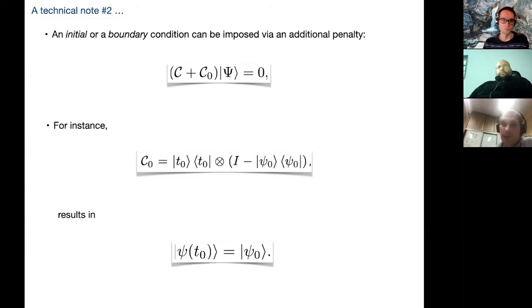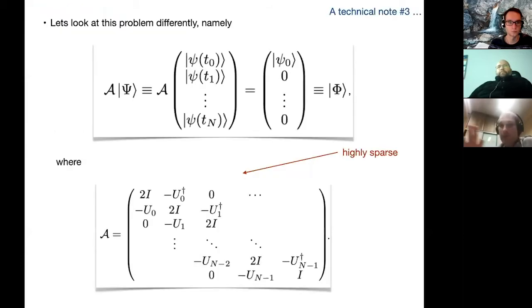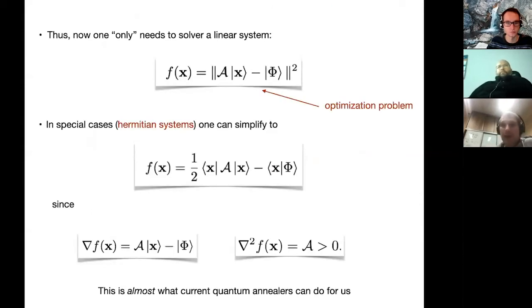If you don't specify the initial or boundary conditions, you get a family of solutions, and it's messy with our approach. But you can work out the mathematics, and it turns out that the whole problem boils down to solving linear equations with a matrix which is again positive definite and very sparse. That's something you can represent as an optimization problem, because now I can define what it means to solve a linear system. You have to find x such that A times x minus phi is zero. If you can find a minimum of such a function, this minimum would at the same time be a solution to your linear problem, and by extension a solution to your initial problem, which is the time evolution.